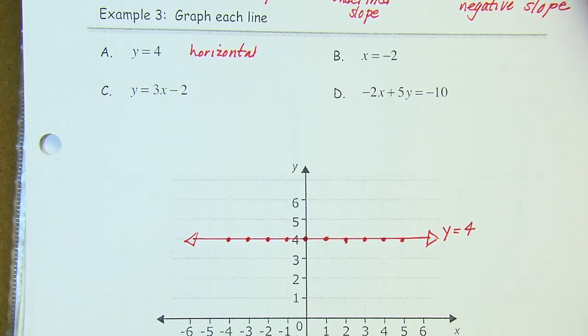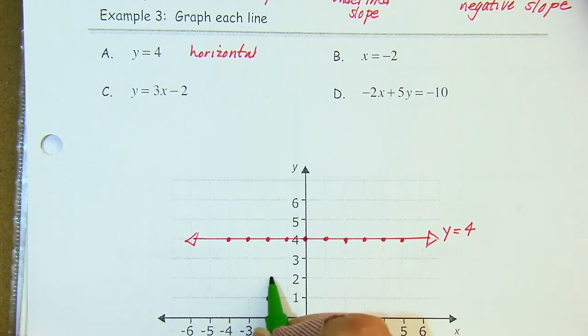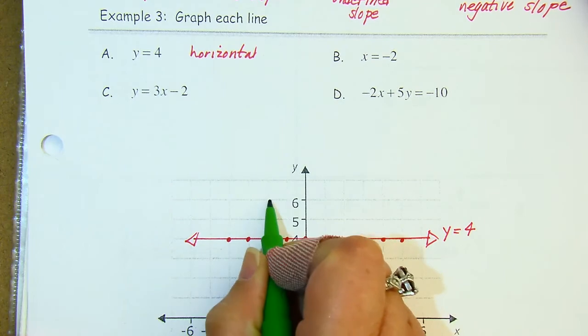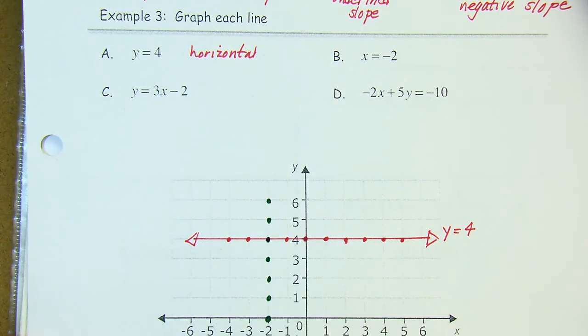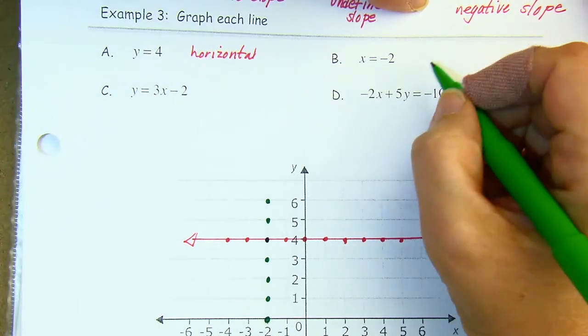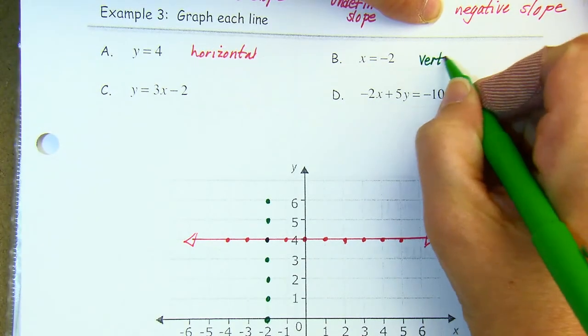Now, in a similar fashion, letter B right next to it, x is negative 2. So if x is negative 2, in fact, everywhere on the line, x is going to be negative 2. And so when that happens, I get these points that are going to line up, and this is my vertical line. Okay, so an equation of a line, x is negative 2. That's your vertical line with an undefined slope.